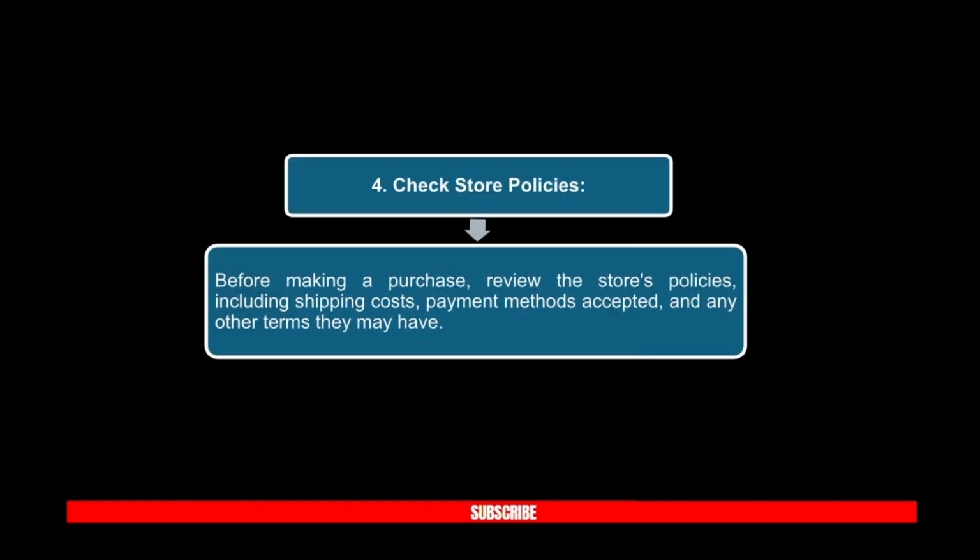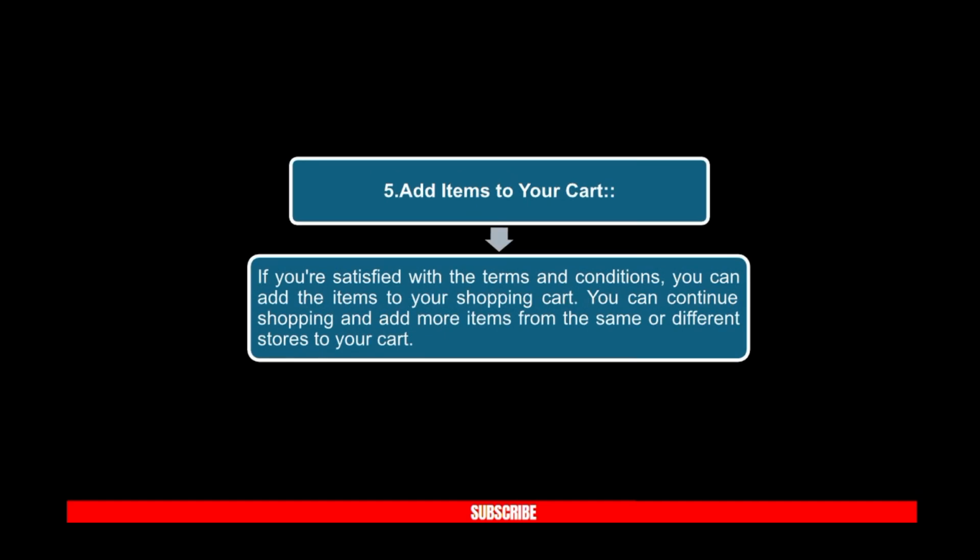Then check store policies before making a purchase. Review the store policies, including shipping cost, payment methods accepted, and any other items they may have. Then add items to your cart. If you are satisfied with the terms and conditions, you can add the items to your shopping cart. You can continue shopping and add more items from the same or different stores to your cart.